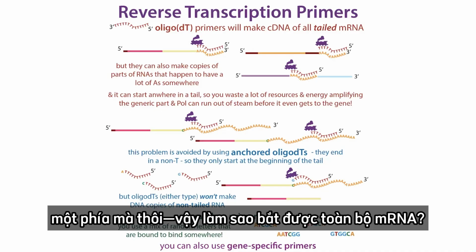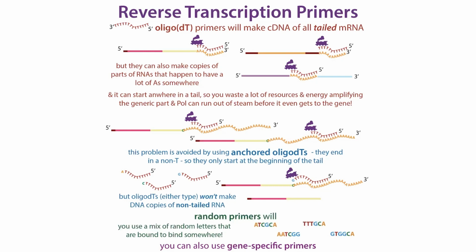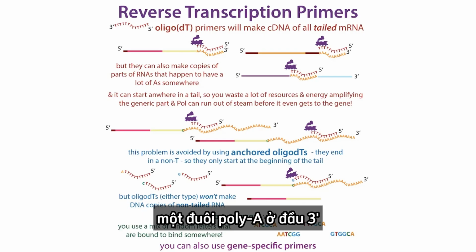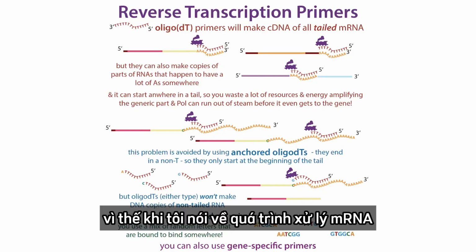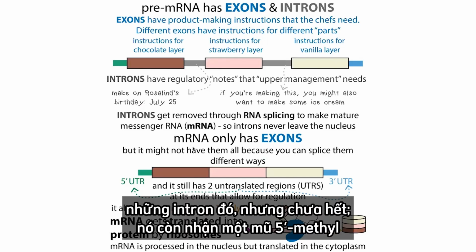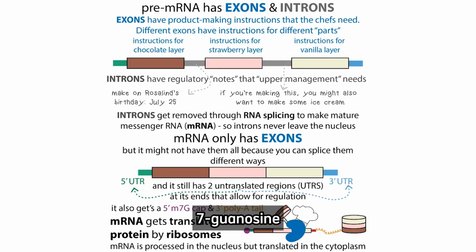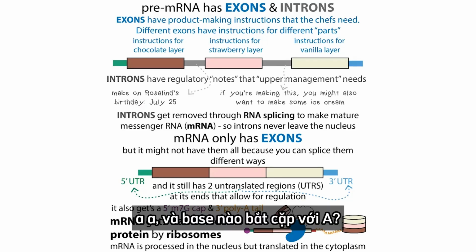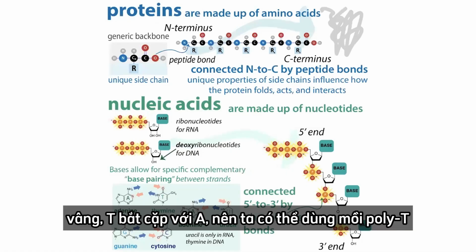And so how are we going to capture all of the mRNAs? Well, one feature that mRNAs have in common is that they have a 3' poly A tail. When I talked about the processing of messenger RNAs, I talked about splicing, where we remove those introns. But that's not all that happens. It also gets a 5-methyl 7-guanosine cap and a 3' poly A tail. And so this poly A tail is a bunch of A's. And what matches with A? Well, T matches with A.